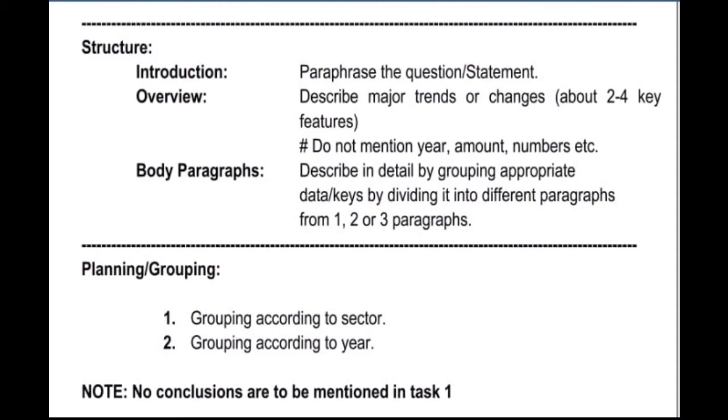So I would suggest all the best to you for writing your answer. I hope this video has helped you in writing your structure for task 1 for pie charts.